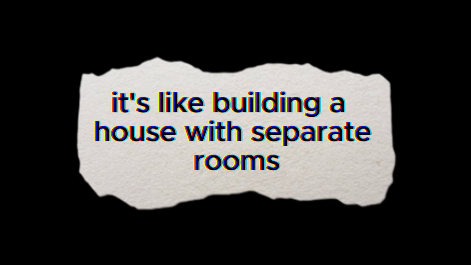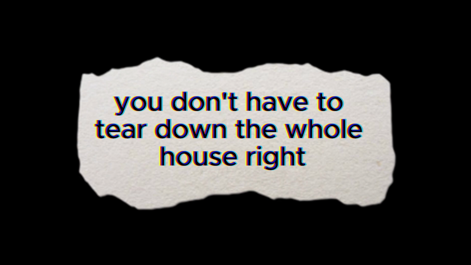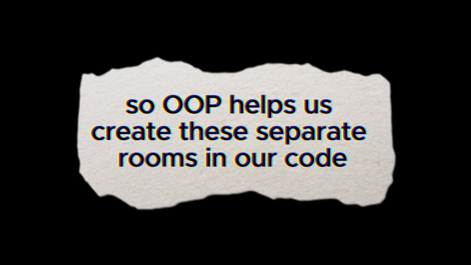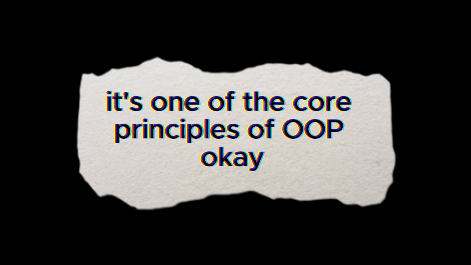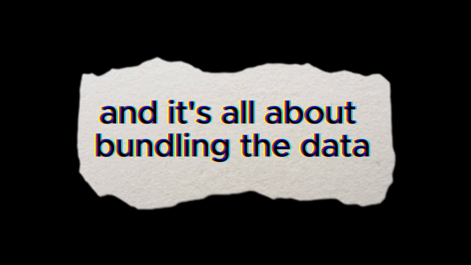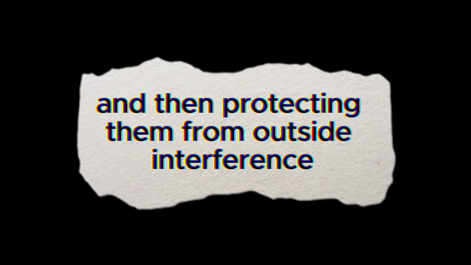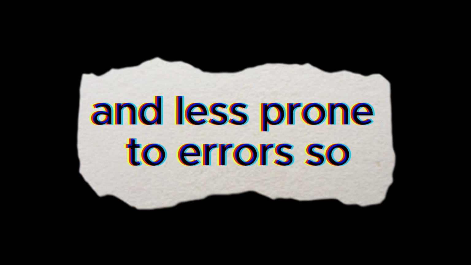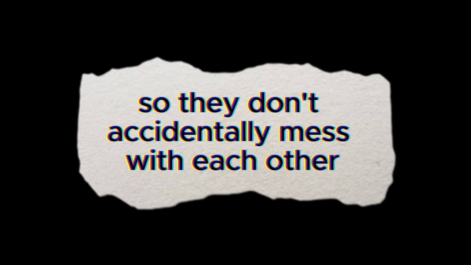Precisely. It's like building a house with separate rooms. If you need to remodel the kitchen, you don't have to tear down the whole house. Right. You can just focus on that one room. That's a great analogy. So OOP helps us create these separate rooms in our code. Exactly. And that brings us to the concept of encapsulation. It's one of the core principles of OOP. It's all about bundling the data and actions of an object together and then protecting them from outside interference. This makes our code more reliable and less prone to errors. So encapsulation is like putting a protective shield around our code rooms so they don't accidentally mess with each other.